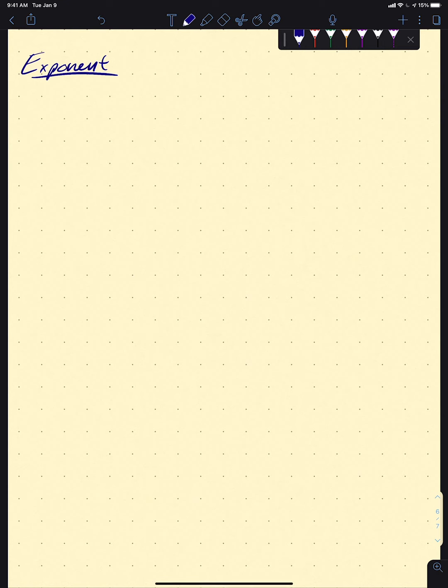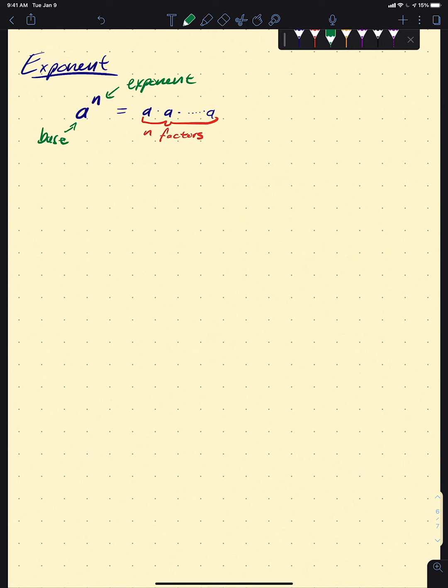We have some real number, a, and we're raising it to some power, n. What this is, we're taking a and multiplying it by itself n times. Right, so we have n of these. When we have an exponent, the bottom thing, a, is our base, and n is our exponent.